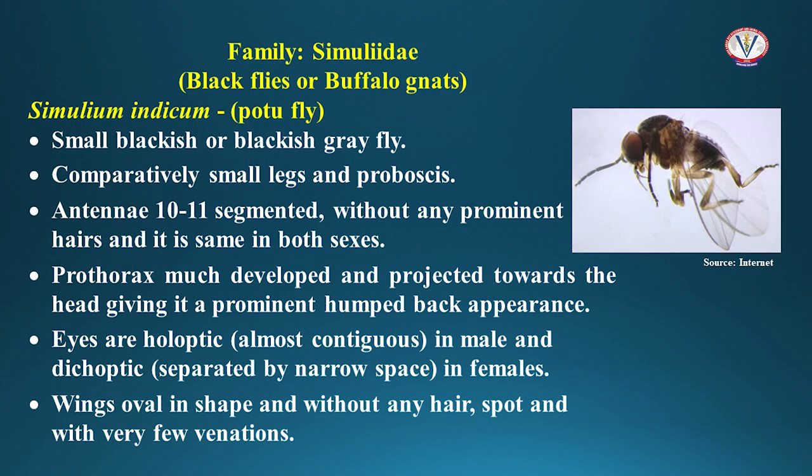Eyes are holoptic, that is almost contiguous in males, and dicoptic, that is separated by a narrow space in females. Wings are oval in shape and without any hair, spot and with very few venations.